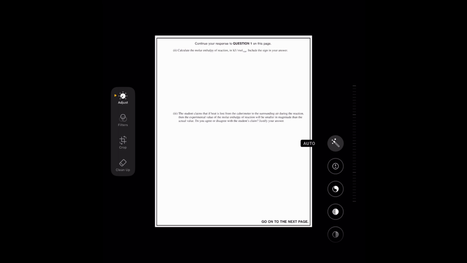Okay, calculate the molar enthalpy of the reaction in kilojoules per mole of reaction and include the sign in your answer. Okay, molar enthalpy is the delta H. So we have to find the Q reaction, and you also have to find the moles of solute, and we'll do that.